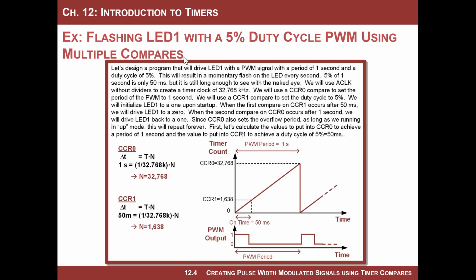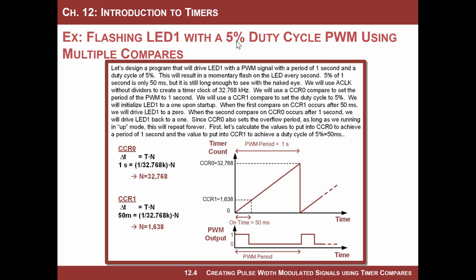Let's flash LED 1 with a 5% duty cycle. So first of all, we will create a period of the PWM that's 1 second. And then we are only going to have this on for 5%. Now that is pretty small. That's actually only 50 milliseconds, but it's slow enough that you'll be able to see it. It's just going to look like a flash, a little blip, beep, beep, beep, and it's going to repeat every second.